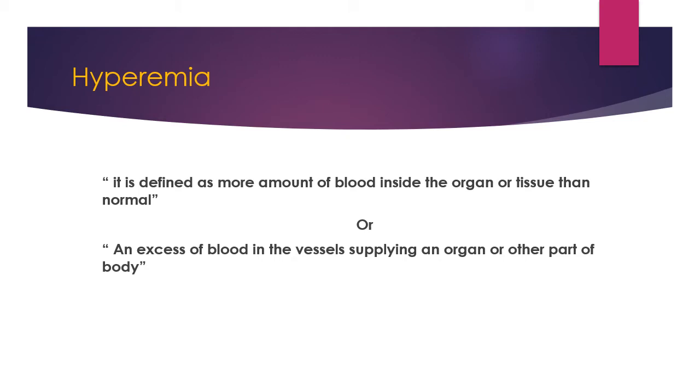Hyperemia means an excessive blood supply to the body. Hyperemia is also divided into two types, active hyperemia and passive hyperemia. We will study them one by one. The first one is active hyperemia.